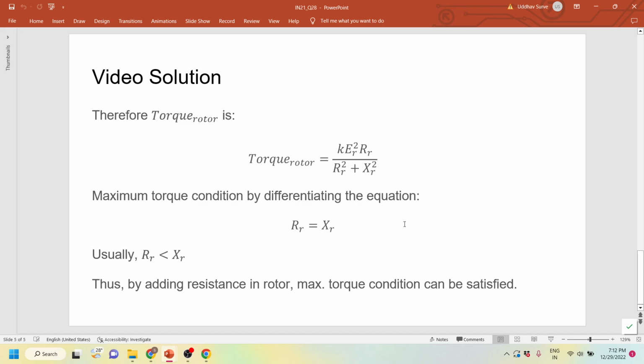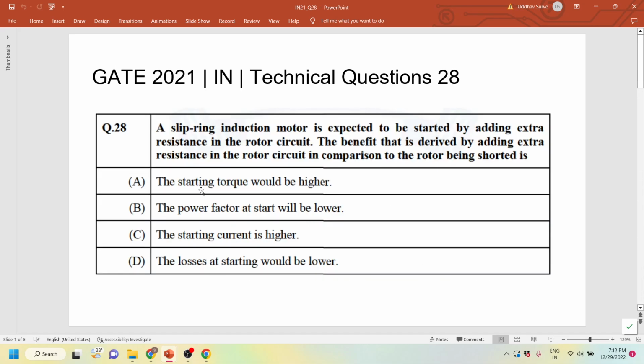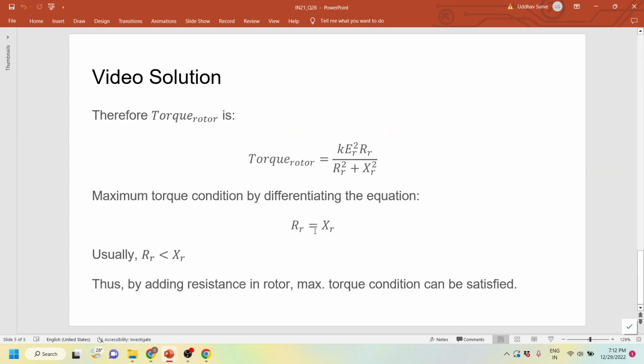Usually, as there is magnetizing inductance, the motor is a highly inductive kind of load, so rotor resistance is usually lesser than rotor reactance. Therefore, when we add extra resistance to the rotor, this condition can be satisfied to get maximum torque at the starting. So the option that directly matches our derivation is that the starting torque will be higher, because we are able to achieve the condition RR equal to XR.